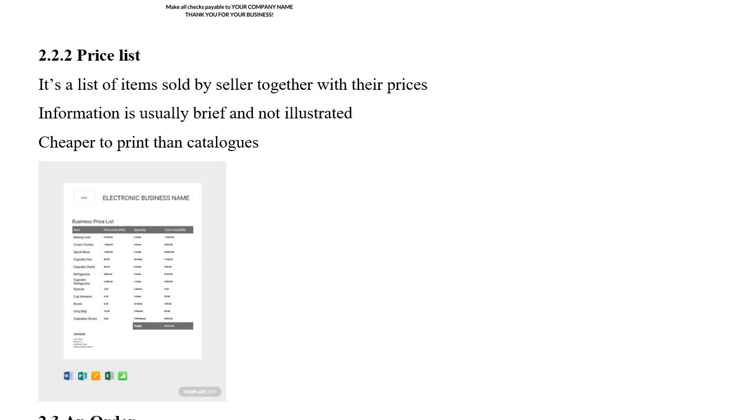A price list is basically just a list of items sold by the seller together with their prices, and this is sent from the seller to the buyer. So that is it. And here is an example of a price list. You have, let's say, the electronic business name, we have the item, we have the price, we have the quantity, we have the total. So that is the price list. Actually it has the name, the item and its price. So that is what we call a price list.